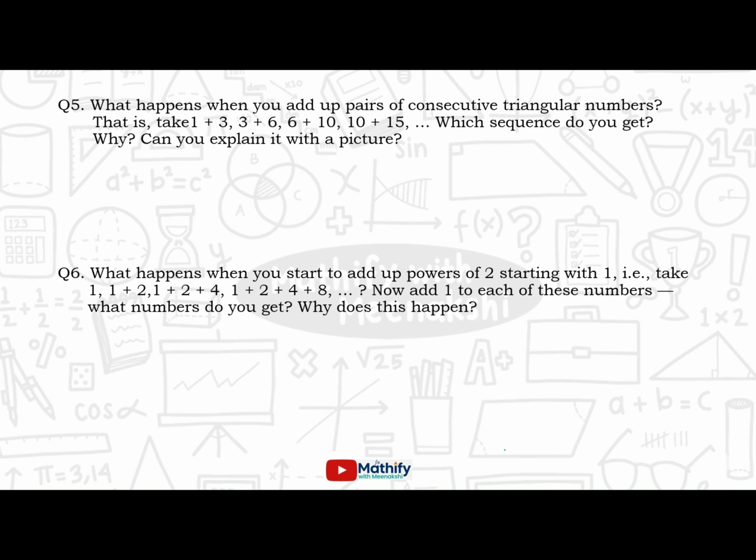Question number 5. What happens when you add up pairs of consecutive triangle numbers? This time you have to add up, but what? Pairs of consecutive triangular numbers. So first you should know what is triangular numbers. Even they have given you example, that is take 1 plus 3, then 3 plus 6, then 6 plus 10, then 10 plus 15. But what if they will not give you this example?